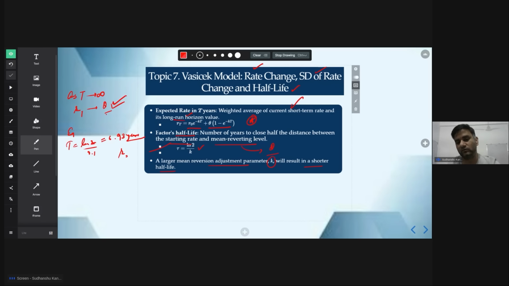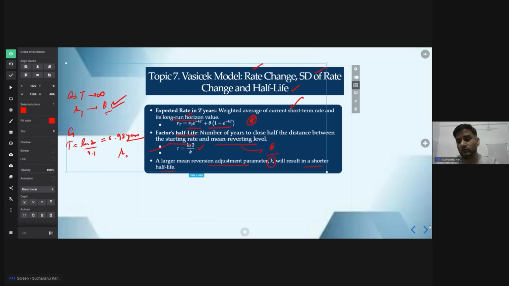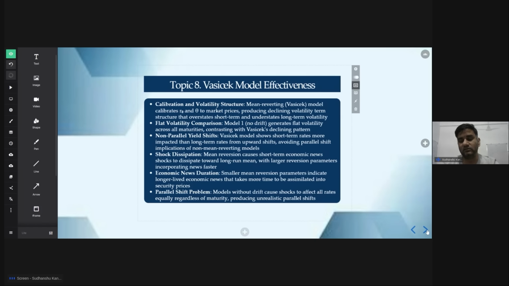Long run horizon value. Why long run? Because long run makes sense to you economically, right? The mean reversion speed k determines how fast they converge. Okay, so that's what we have. And then we move into your next slide, which is model effectiveness.